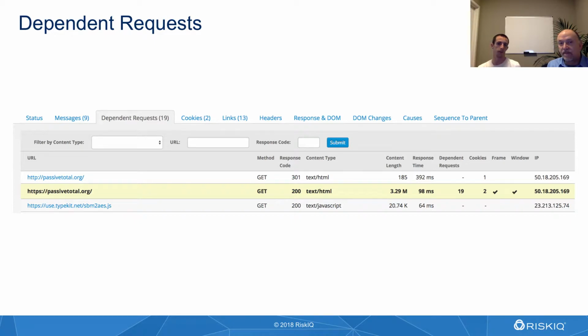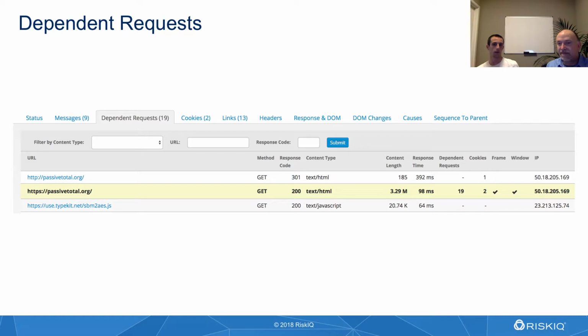And so in this example, we actually have the case where we were visiting http PassiveTotal.org, and our crawlers were redirected through an HTTP 301 response code to https PassiveTotal.org. We can see that GET request was successful as indicated by the 200 response code. And then we see that there's a dependent request that follows to use.typekit.net.